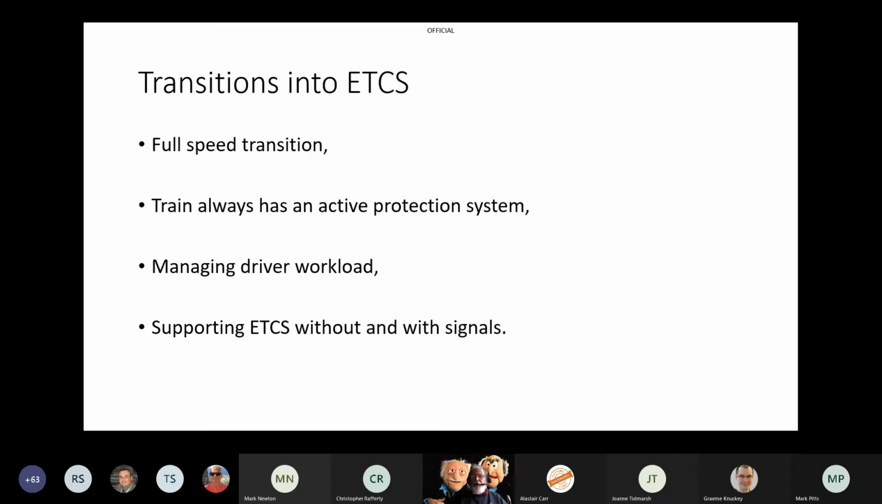And the objective is that most transitions should be full speed, that in order to satisfy the railway safety regulations, the train should always have an active protection system or be in the process of enabling it, that we should manage driver workload, and we should have a consistent support for areas of ETCS without and with signals. And it's that last one that can often be a challenge, because what might be the optimal solution for going into an ETCS without signals area could be different from going into an ETCS with signals area.